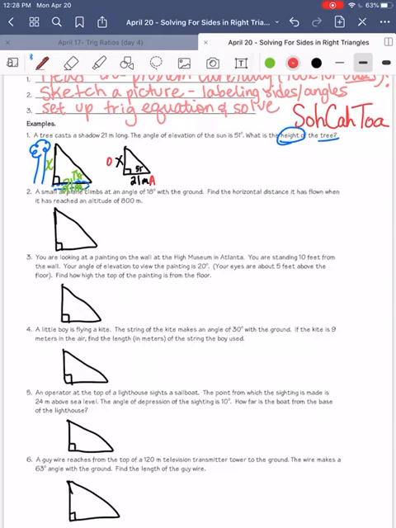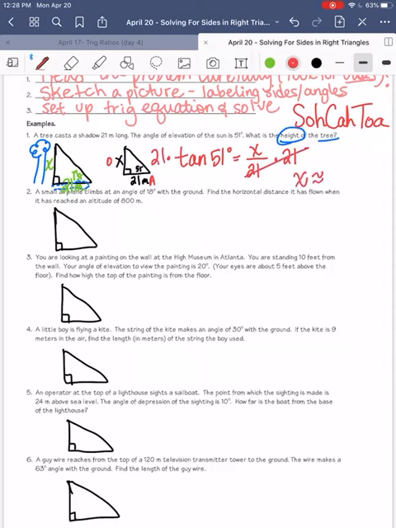TOA is tangent, so we're going to write tangent. Always the angle comes next, and then O over A. Now we need to decide: is it multiplying or dividing? It's multiply, since our X is in the numerator. So we're going to times by 21.